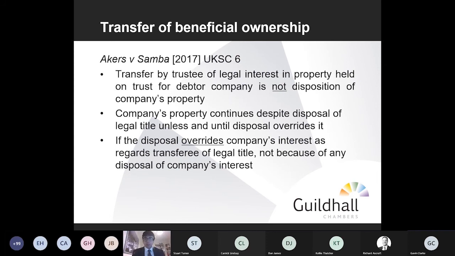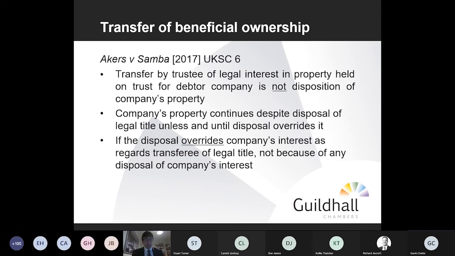And at first blush, that may seem a very strange decision and somewhat counterintuitive. But when one scrutinises the reasoning of the Supreme Court, it is easy to understand how they reached that conclusion, even if at first instance it may appear surprising. So what happens in the Akers and Samba case, much as I've described, is that you have assets, in this case shares, that are held by the trustee on trust for the company which is subject to the petition. Those shares are transferred to a third party, and the effect of the transfer is that the company's beneficial interest in the shares is essentially destroyed.